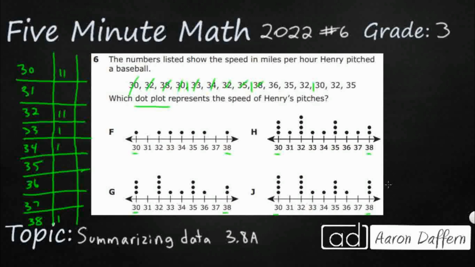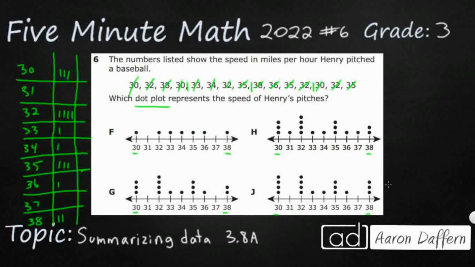35, 38. 36, 35. Looks like there's quite a few doubles at least so far. 30, 32, 35, and 38. Let's see, 32, 30. Oh, 32's up to 3. 30's up to 3. And then 32, 35. Look at 32, up to 4.